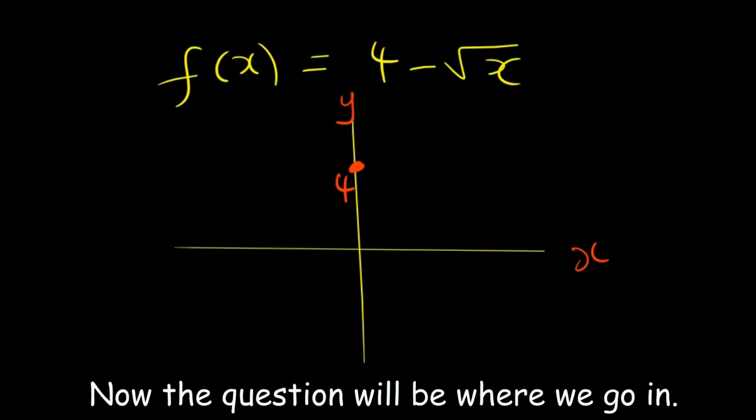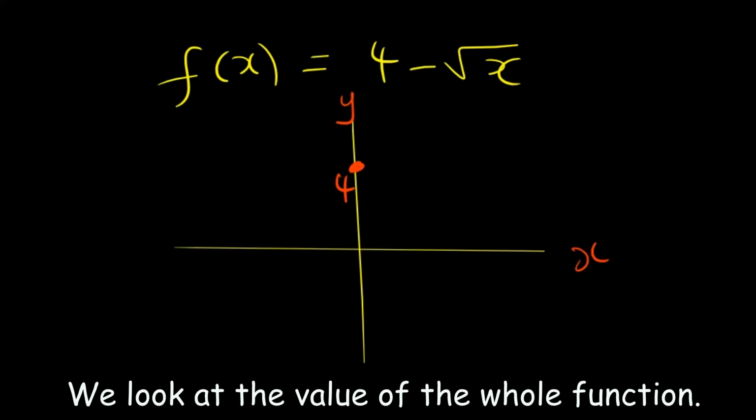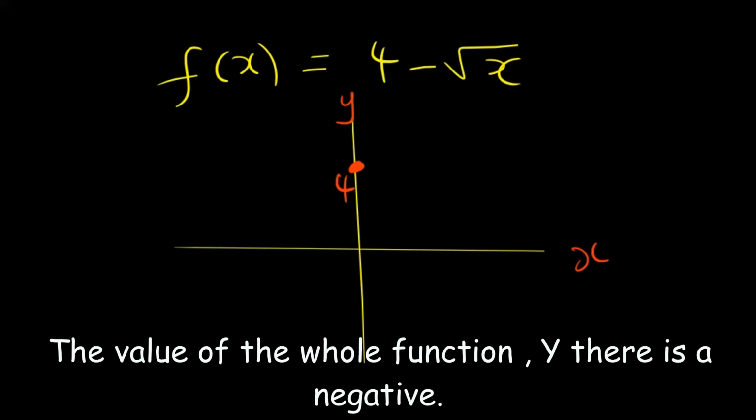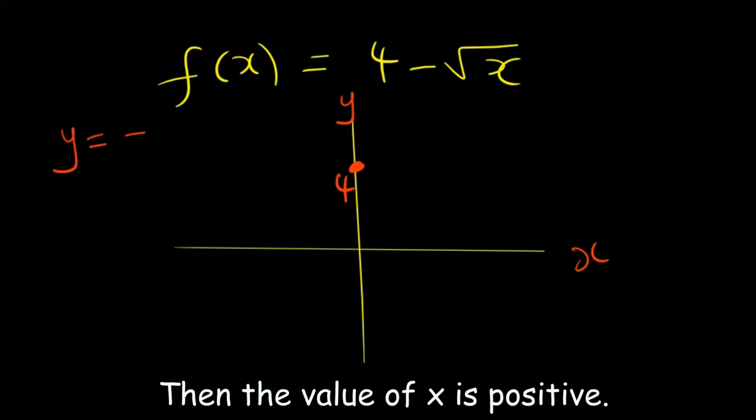Now the question will be, where are we going? We look at the value of the whole function. You're able to see that y there is negative. Then the value of x here is positive.